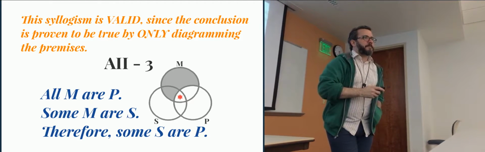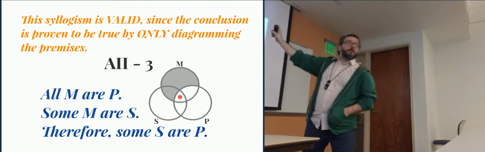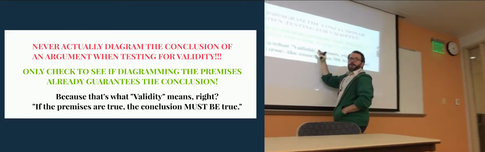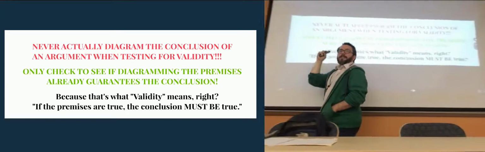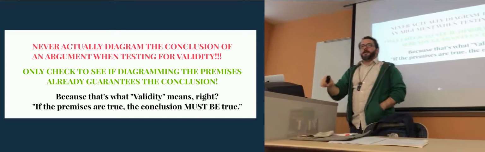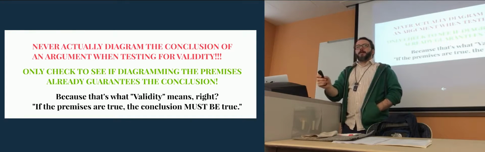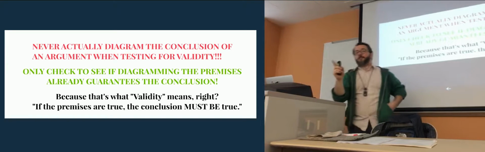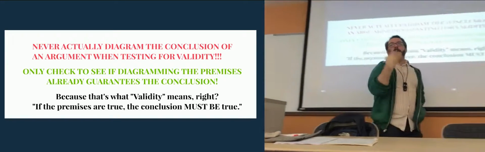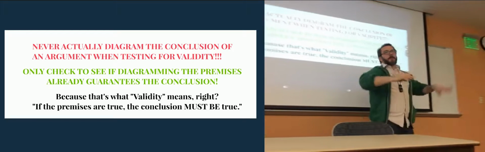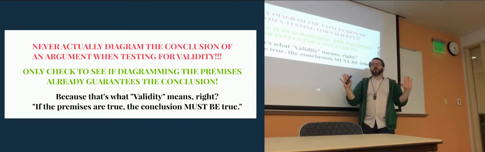How you feeling about this? A little extra practice? Remember this. Never, never, never. Never actually diagram your conclusion. You need the conclusion to already be there in order to prove whether or not that categorical syllogism was valid. You are only ever diagramming your premises and then stepping back and waiting to see if the conclusion's already there.